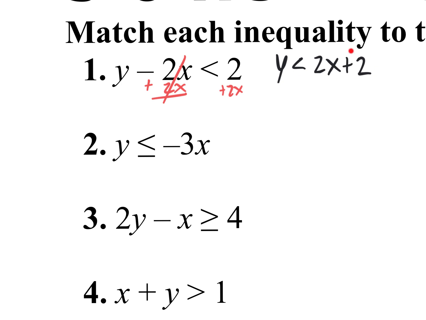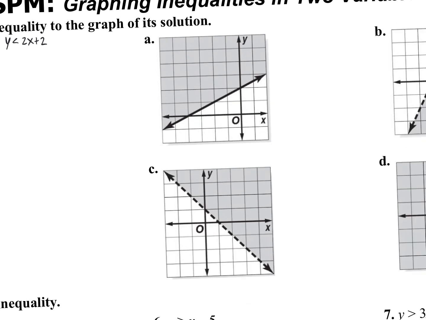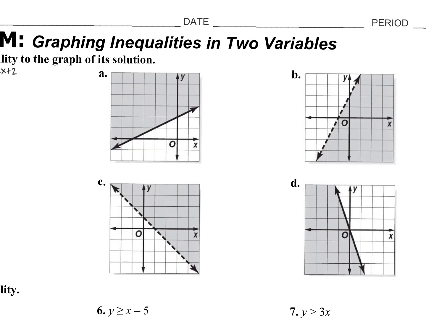Now, just by seeing this, I know that my line has to be solid or dotted. Dotted, and am I going to be shading above on the y or below on the y? Above the line or below the line? Below the line. So which one of these 4 options is dotted, shaded below? Option B, that's the only one. That's the only one that's dotted and shaded below the dotted line, right?